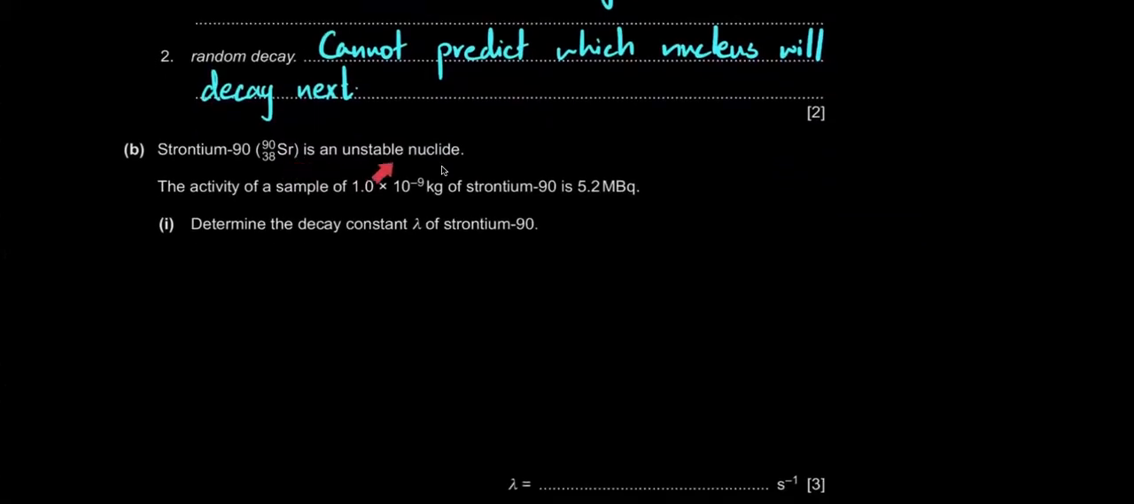So strontium-90 is an unstable nuclide. The activity of a sample of 1 into 10 to the negative 9 kilograms of strontium is 5.2 mega becquerel. Determine the decay constant lambda of strontium 90. So for this, you know that A equals lambda N is how the activity is linked to the total number of atoms in a certain sample, right? So the activity corresponding to this mass in kilograms is this much. So first, we obviously need to calculate the number of atoms.